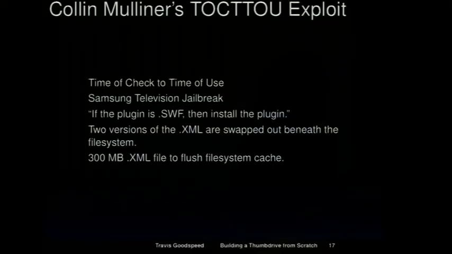So Colin Mulliner wrote this time of check to time of use exploit for the Samsung TV. And the exact rule, which I believe was encoded in a shell script, but he might correct me on that, is that if the plugin is a .swf file, then install the plugin. So what he does is he has two different versions of this XML file, and he swaps them out in the file system. As soon as you finish reading it the first time, it replaces the first block with that of a different XML file. By doing this, he can make it pass that check and then get installed as it's malicious. And this lets him inject a shared library that contains a telnet server.